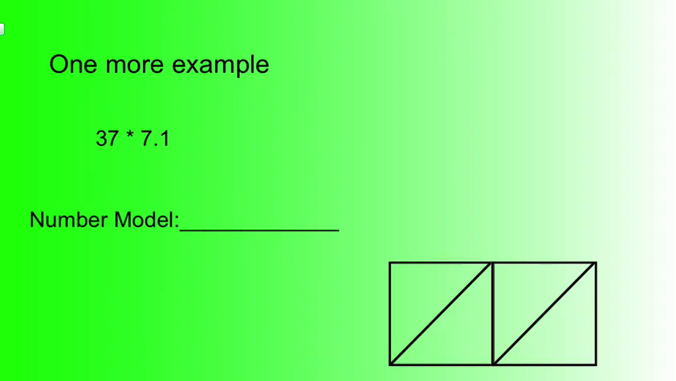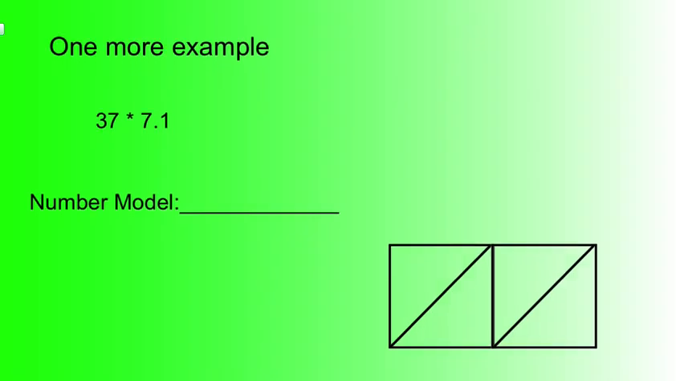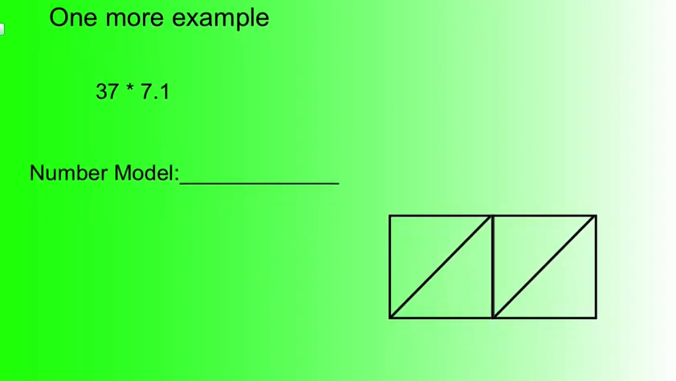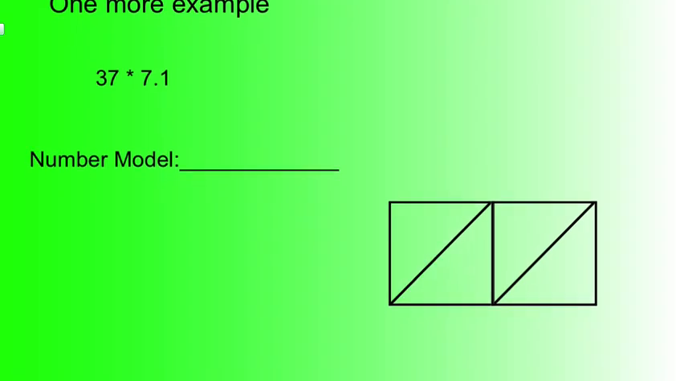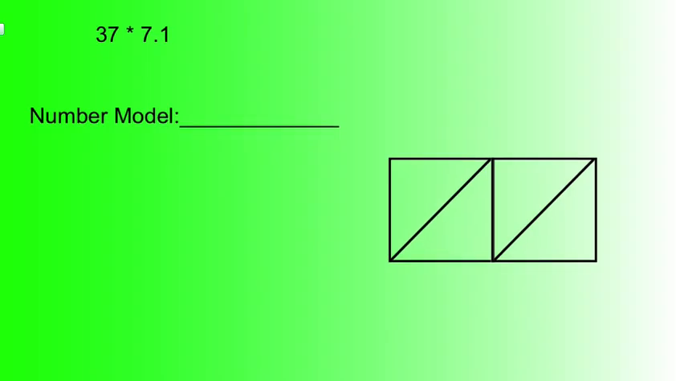All right, one more example here before some quiz questions, and let's see how much of this you can do on your own this time. So you might want to maybe pause your screen and try this on your own. Okay? So we have 37 times 7 and 1/10.